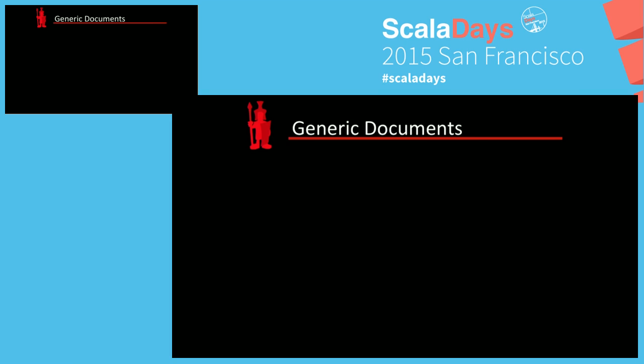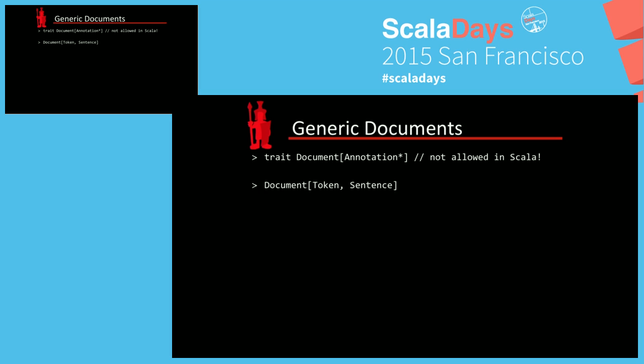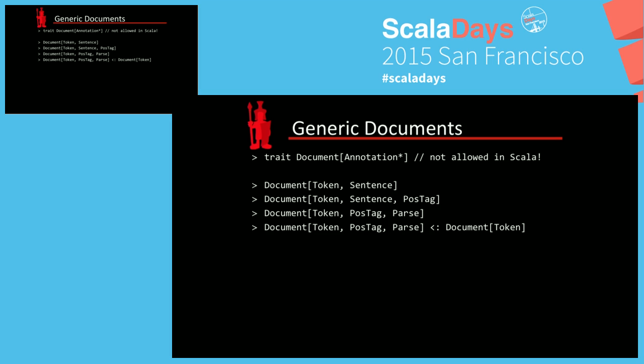What we'd like to do is say that there's some trait Document with some number of annotations. We'd like to have Annotation star. We'd like to be able to say we have a document with tokens and sentences, POS tags and parses, and so on. And we'd like to be able to express some typing: tokens and part of speech tags and parses, or some type of a document that just has tokens. We'd like to be able to say that.